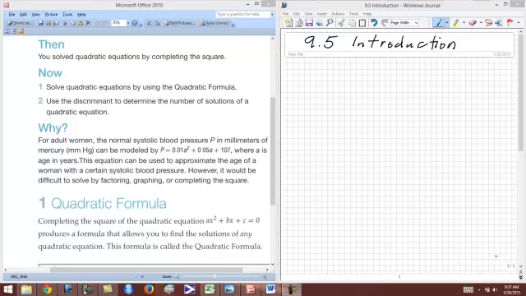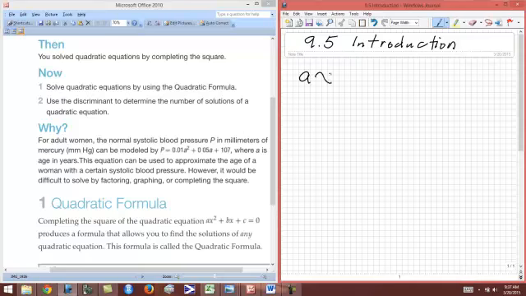9.5 Introduction. First thing we're going to learn is how to derive the quadratic formula. This is not part of the text, but I want everybody to know it. So we start out with ax squared plus bx plus c. Now there will be a quiz on this on Monday. Ax squared plus bx plus c equals 0.